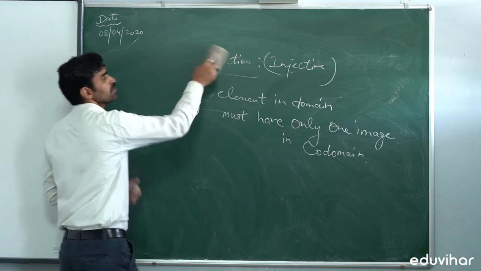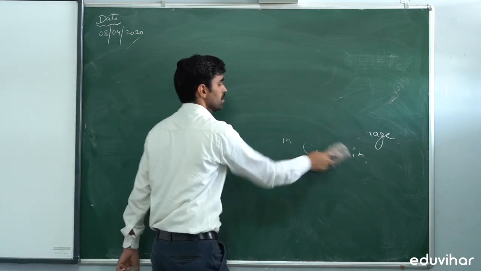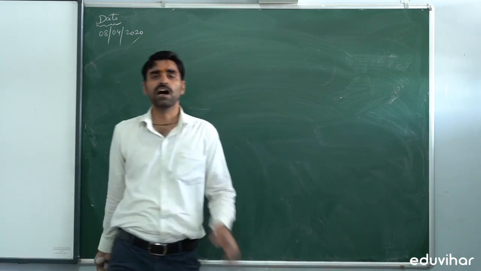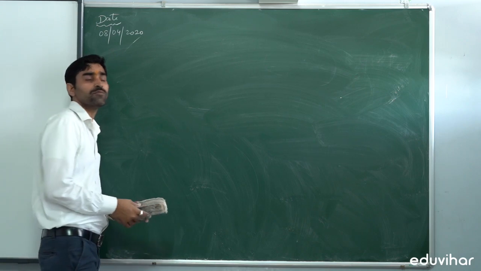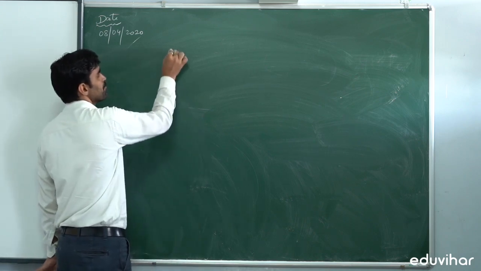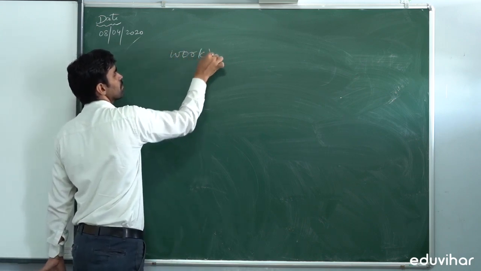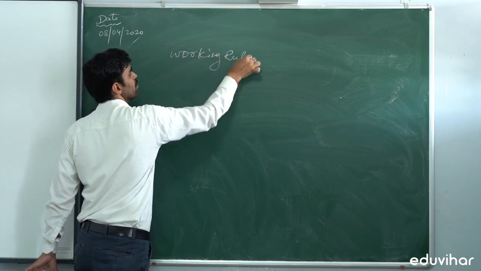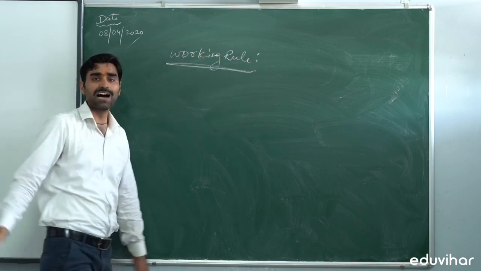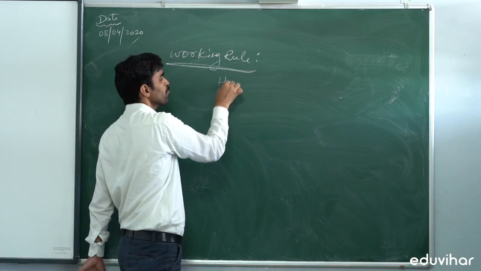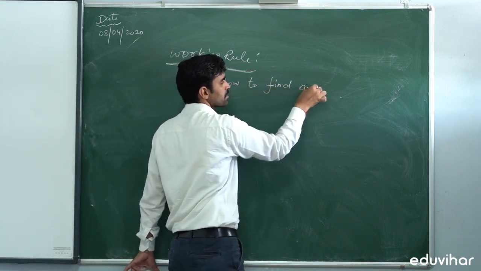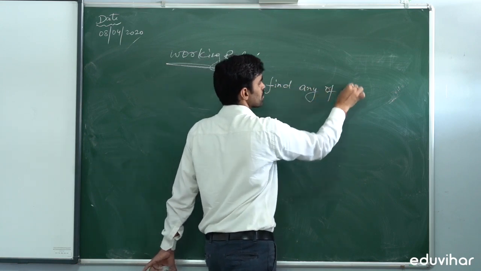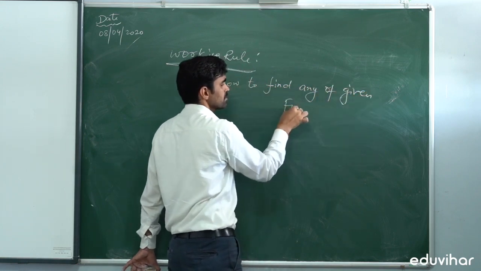Okay. Now the working rules. Working rules for 1 1 function. How can we say that any function is injective, or you can say 1 1? Consider an example. First of all, I will tell you about the working rule: how to find whether any given function is 1 1.